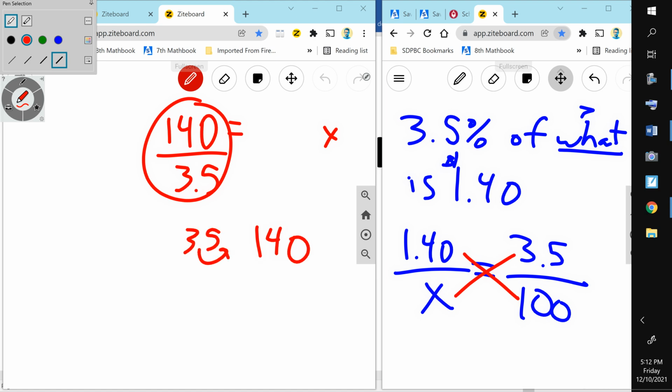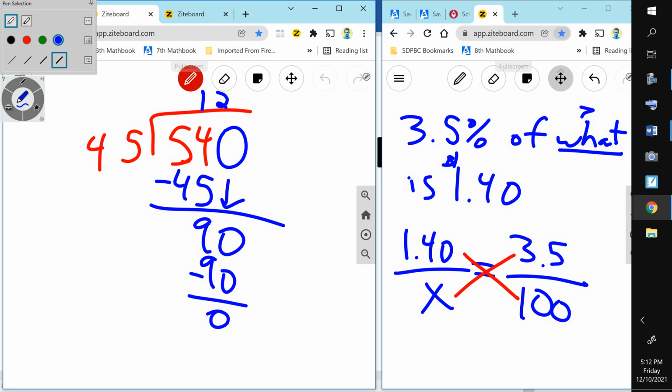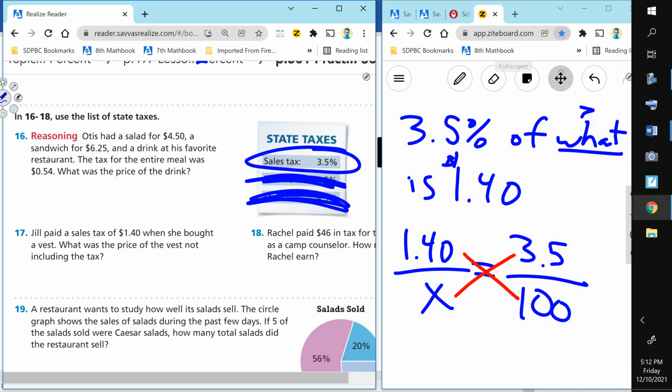3.5, we're going to move the decimal over and decimal over, and that's going to give us 1,400 with a 35 right here. So when we solve it, 35 goes into 140 exactly 4 times. Yeah, that's right. So that makes our job really easy, because when you bring the 0 down, 35 goes into 0 times, which means our answer to this question is $40.